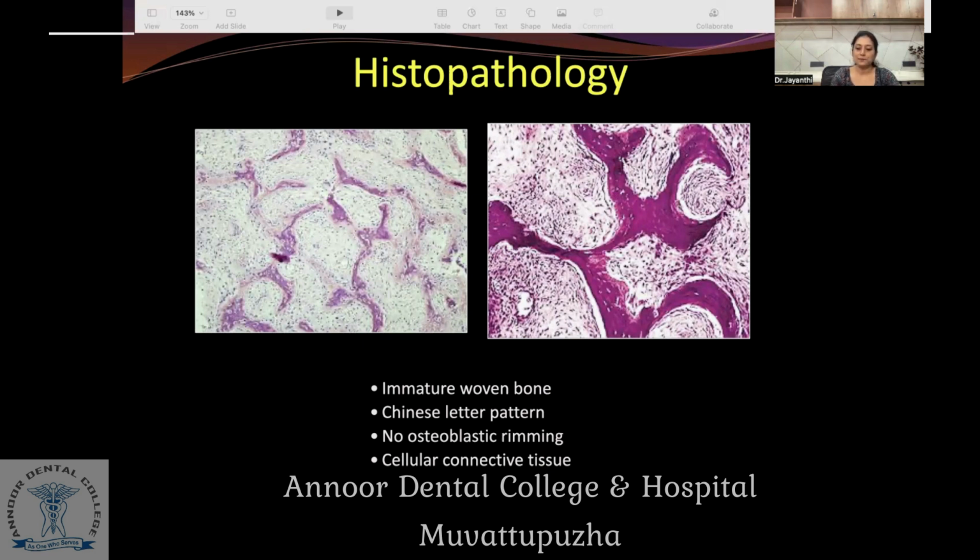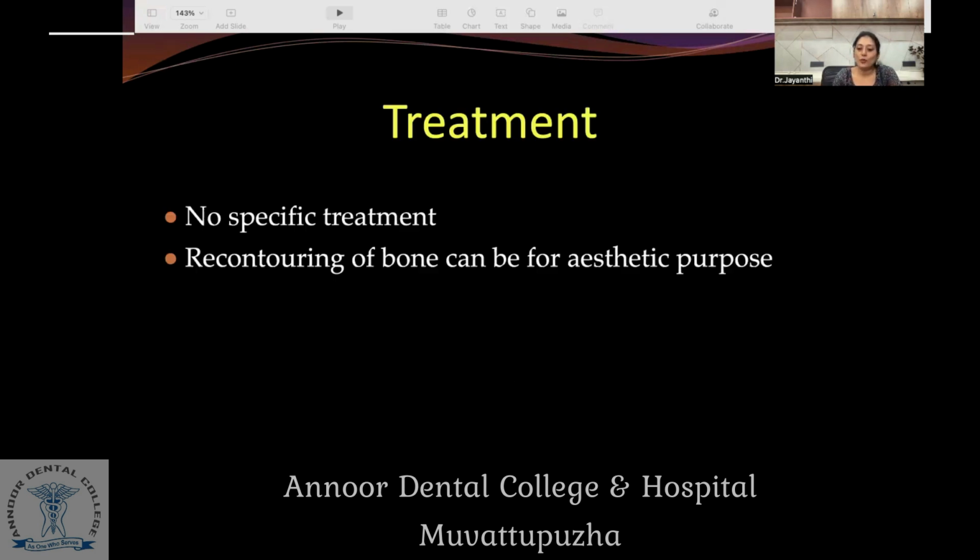So if a patient in the child or adolescent age group comes to you with a swelling of the maxilla predominantly, or sometimes the mandible also, then you take a radiograph. You see either a mixed radiolucent, radio-opaque lesion or a radio-opaque lesion having a ground glass appearance. You go in for a biopsy and under the microscope, you see an immature woven bone without osteoblastic rimming, with a cellular fibrous connective tissue. Then your final diagnosis will be fibrous dysplasia. Okay, so you have diagnosed it as fibrous dysplasia. What do you do then?